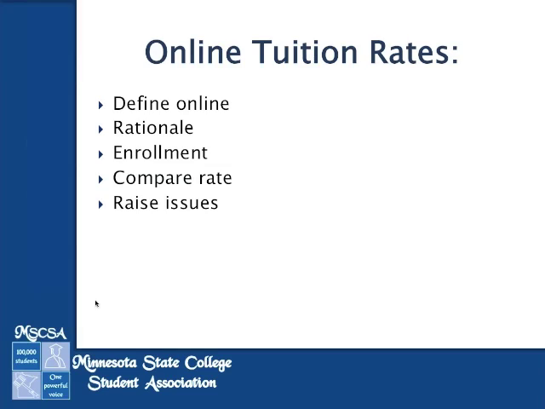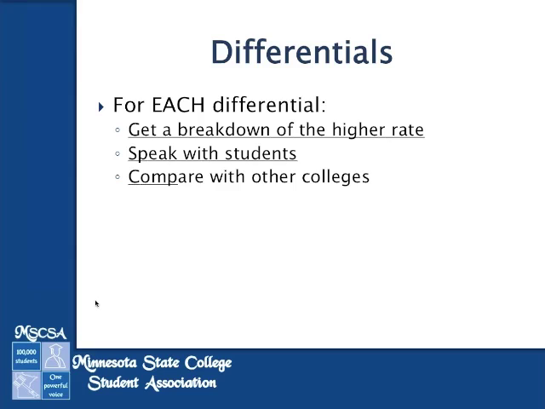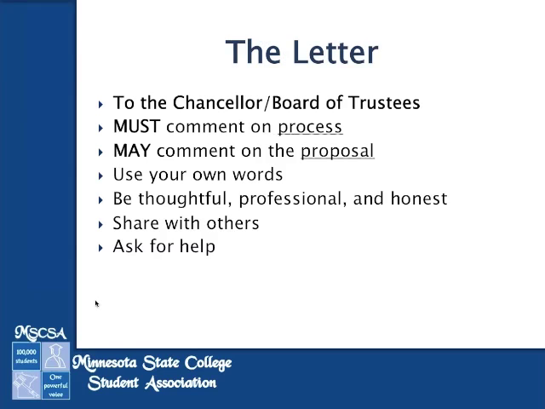So I do want to move on now to the letter itself, and what that's going to look like at the end of the process. You'll write a letter at the end of the process directed to the Chancellor and the Board of Trustees. In that letter, you're going to talk about the process. They really want to know whether or not you were full participants in the budget conversation. They want to make sure that you were truly engaged and informed, and given the information you needed to feel like you were involved. And so you should comment and let them know whether or not that was good.